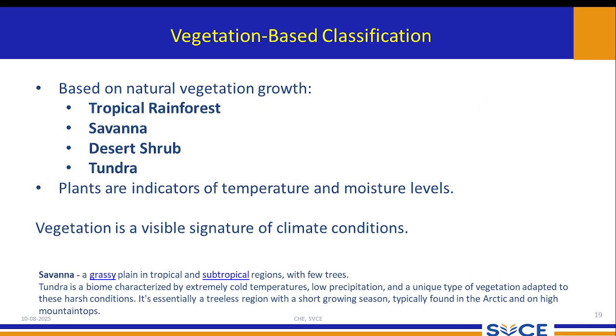And coming to the vegetation-based classification, based on natural vegetation growth: tropical rainforest, savanna, desert shrub, and tundra. What is savanna? It is where very few trees are found, a grassy plain in tropical and subtropical regions with a few trees. But even in the subtropical region we will find a lot of trees.